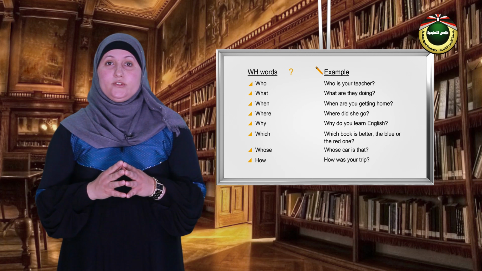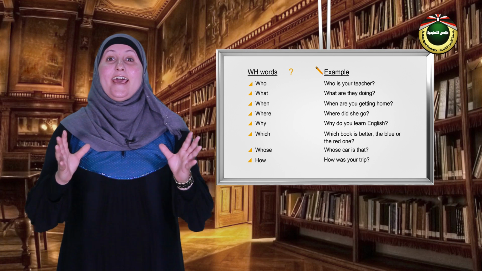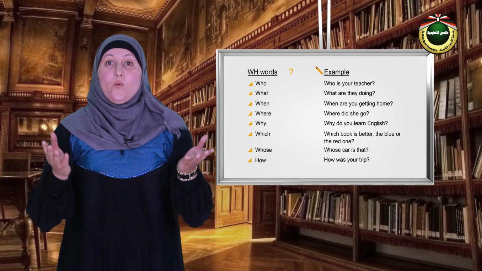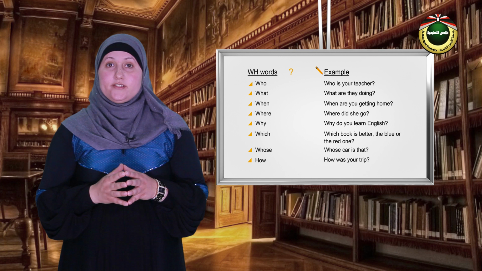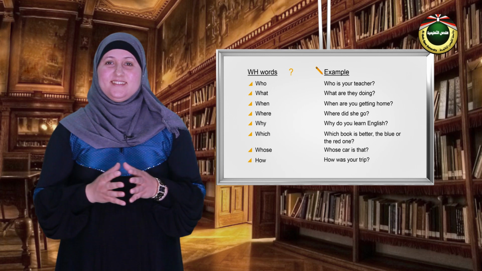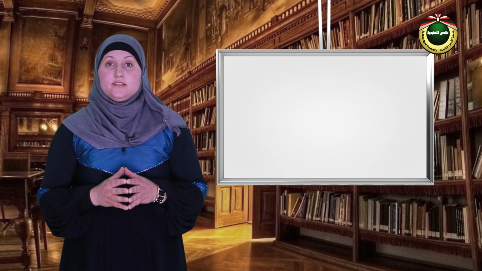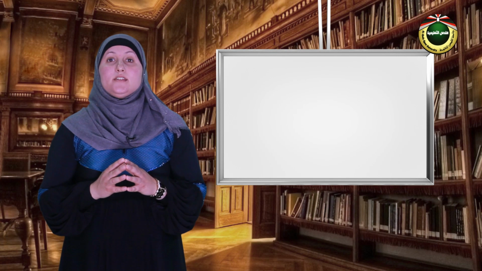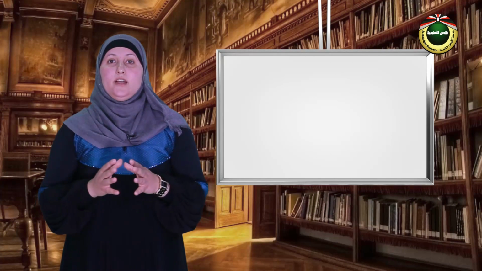The next WH word does not start with WH. It is how. How is used when you want to know the way in which something is done or the manner. For example, how was your trip? Now, you should know that the word how is used together with another word to ask for quality or quantity, etc. Have a look at the following table.